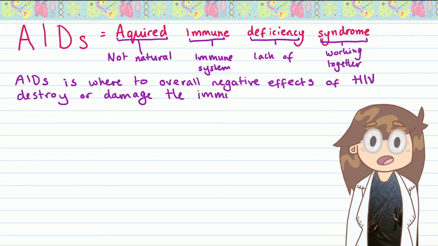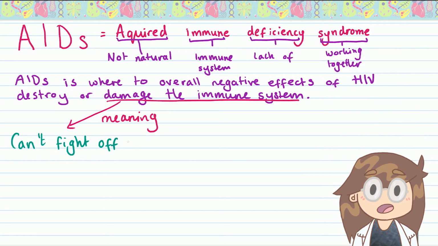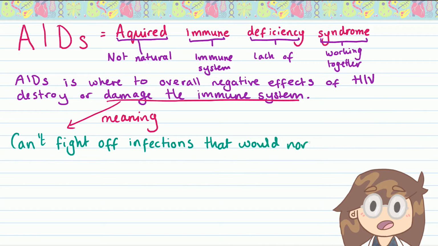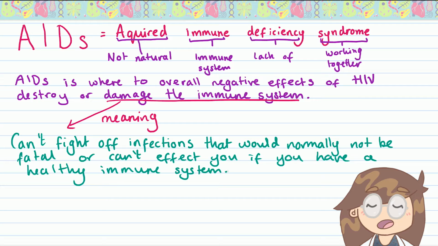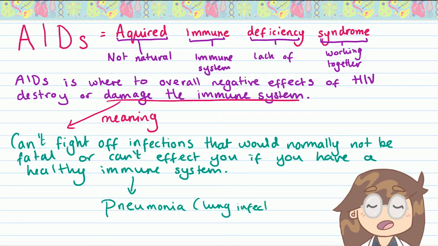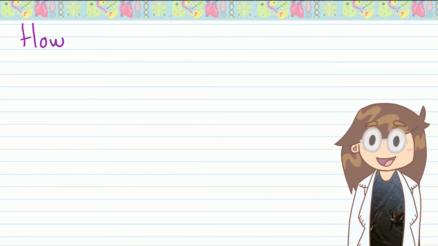So acquired just means you don't get it naturally or you haven't made it yourself. Immune deficiency means the immune system's lacking or the immune system's damaged. And syndrome usually means, in medicine, negative effects working together. So it's the overall negative effect of your immune system being damaged because of a virus that you haven't made naturally. So how do you get an HIV infection?